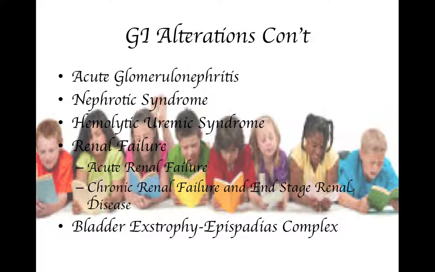Initially, the bladder, abdominal wall, and symphysis are closed surgically. Long-term care focuses on continence issues and social adjustment. There is a figure in your text on page 732 that gives you an example of how this disorder actually looks.